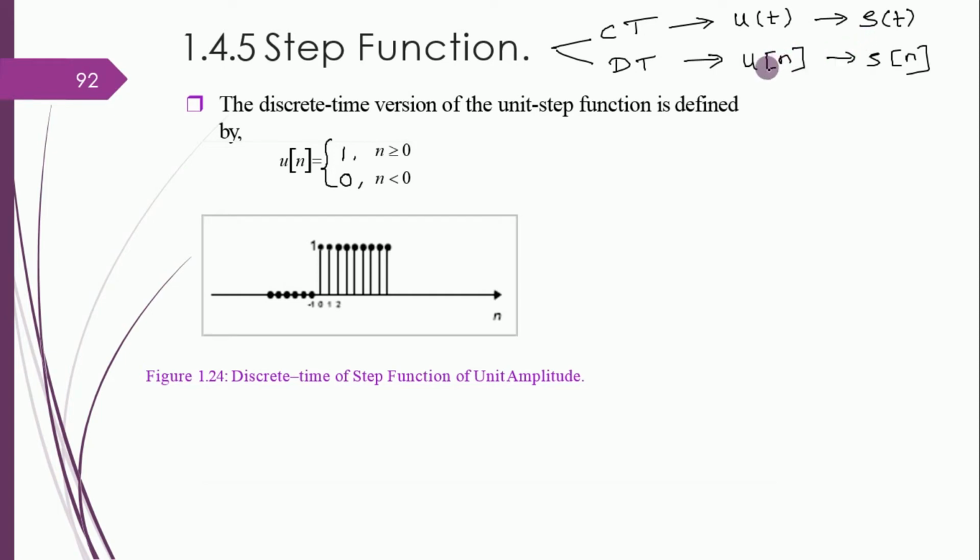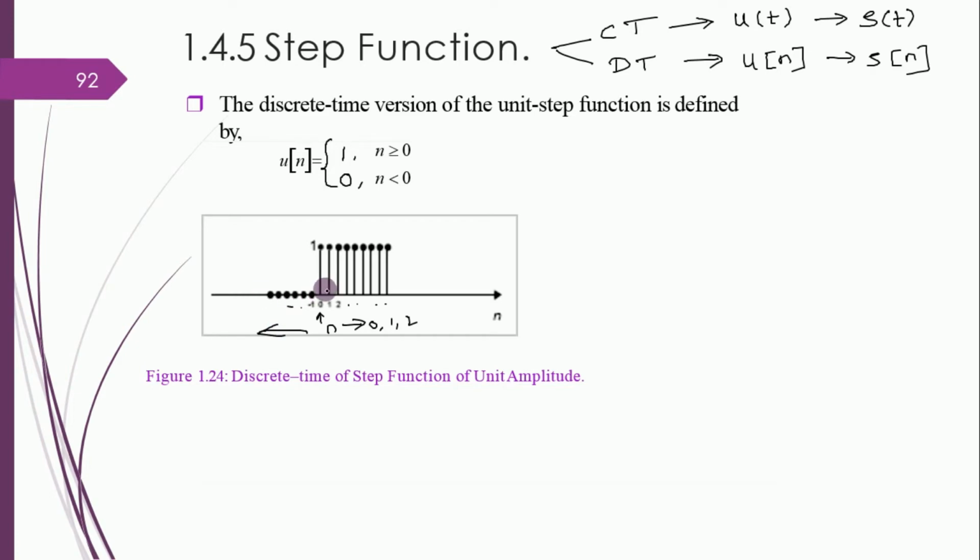Let us start with the discrete time version of the unit step function. It is defined as u of n equal to 1 for n greater than or equal to 0, and 0 for n less than 0. The graph shows the x-axis n, integer n, starting from 0, 1, 2, 3 and going on, and the negative side. For n greater than or equal to 0, it stays at 1, and for negative values it stays at 0. This is called the step function.